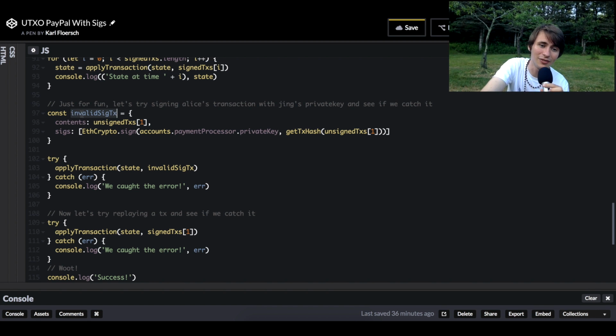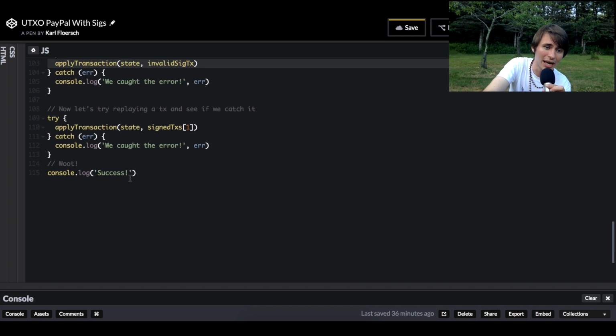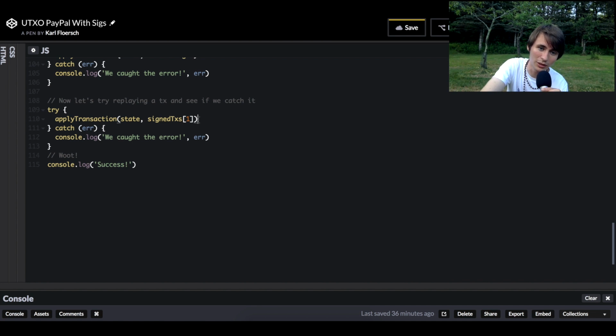First, we're going to try an invalid signature. Once again, the payment processor is signing something that Jing should have been signing, and we're going to show that that actually fails. If you look here in our output, we caught the error. Great, good stuff. And then lastly, we're going to try replaying the transaction, and that will fail as well.